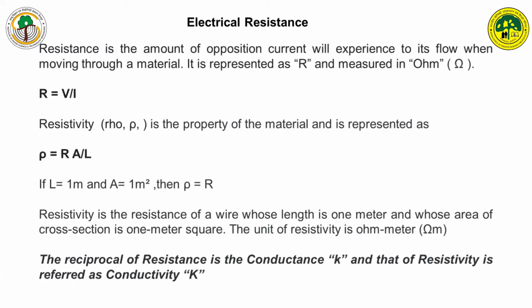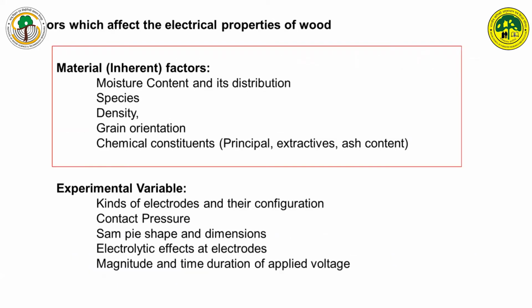And in most cases, resistance and conductance are used in parallel, because conductance is just the opposite of resistance. The reciprocal of resistance we call conductance, and it is represented by the symbol K. And the reciprocal of resistivity is called conductivity, which is denoted by the capital letter K. So this is the basic principle on which the electrical resistance tomographs have been developed. My talk will be on how these properties are affected by wood, and what are the parameters of wood that affect these electrical properties. There are two sets of parameters that can affect the electrical behavior of wood.